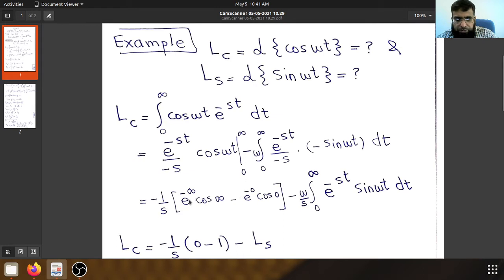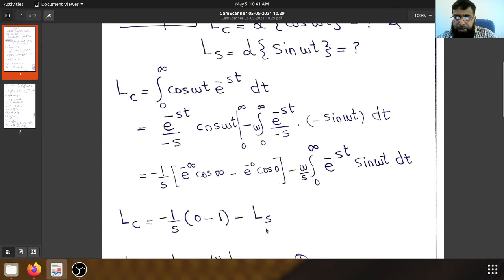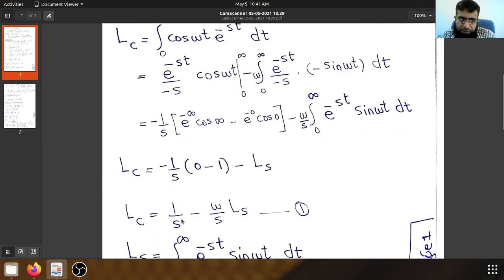If we put the limits, e to the minus infinity is 0, e to the minus 0 is 1, and cos 0 is 1. Right, and we are left with a very interesting expression: the integral from 0 to infinity of e to the minus st sine omega t dt. This is LS, the Laplace transform of sine omega t. So we replace it with LS, because LC is cos omega t e to the minus st dt, and LS has to be e to the minus st sine omega t. Solving further gives us LC equals 1 over s minus omega over s times LS. We have taken this s out of the integral because it's not a function of t. Right, so this is equation number 1.